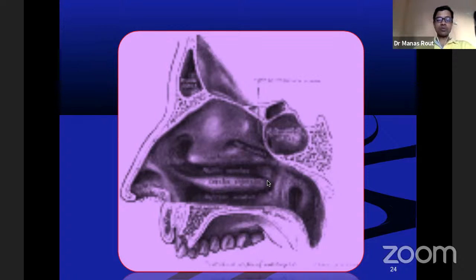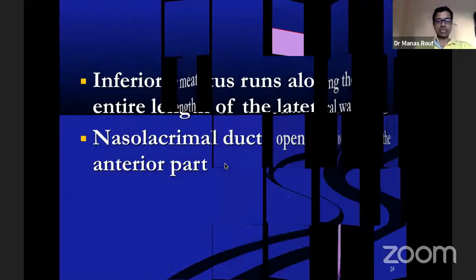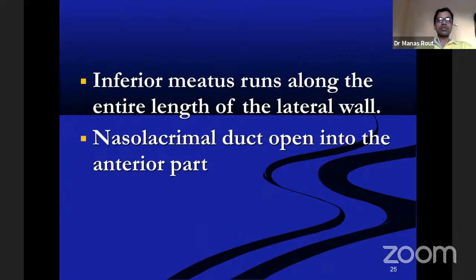Now, once you remove one of the turbinates, the area you get is situated lateral to this turbinate. That area is called the meatus. Like this is the medial turbinate. You remove this or drag this medially, it will open a space lateral to this. That space is called the meatus. I'll show you one cutout picture of this medial turbinate. You can understand. So the inferior meatus runs along the entire length of the lateral wall, mainly the nasal cavity proper.